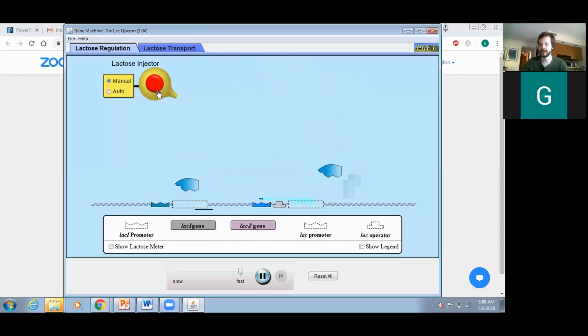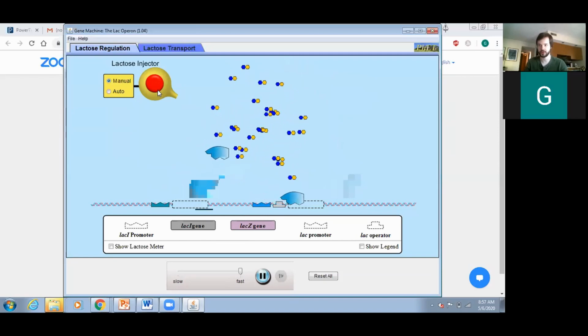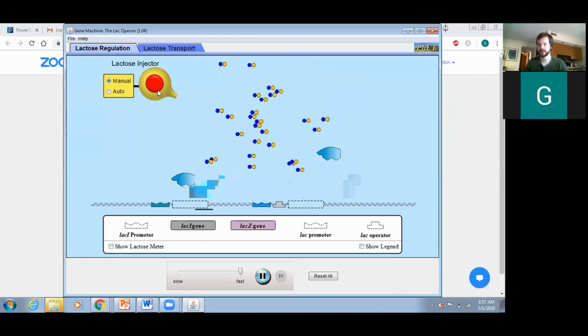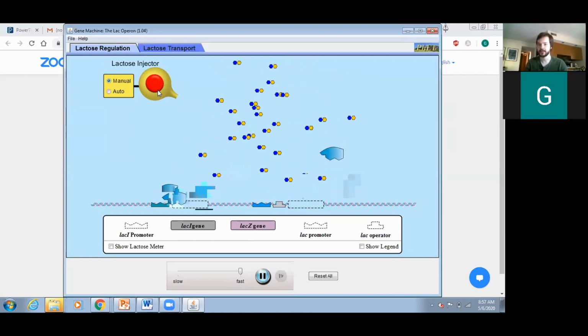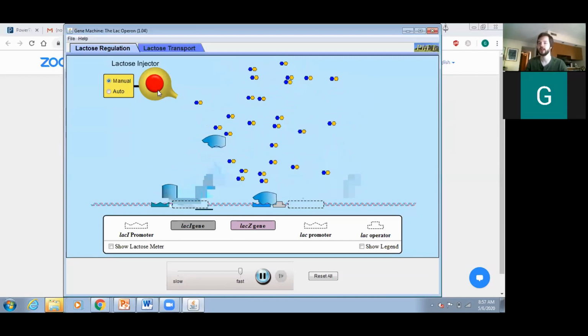So now that there's nothing coding for the lactase enzyme, even if we introduce a bunch of lactose, there's nothing to code for the enzyme that would break those things down. So those just stay there. They stay floating around in the cell and they don't get broken down. And this is what leads to people being lactose intolerant. That's a real world application of this.